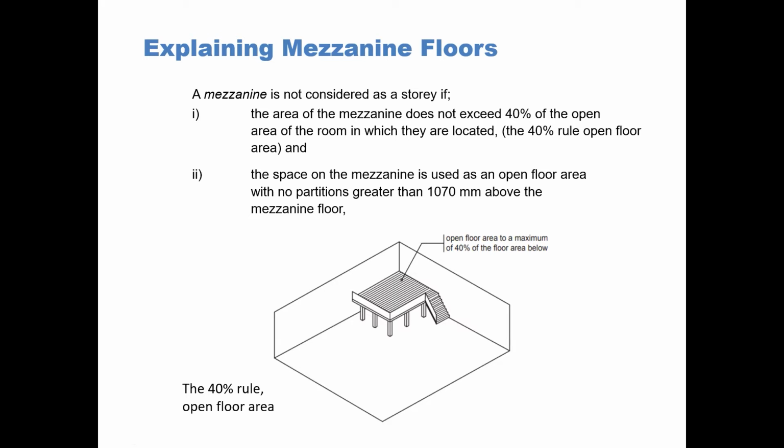So a mezzanine is not considered a story if the area of the mezzanine does not exceed 40% of the open area of the room in which it is located. This is referred to as the 40% rule, which is an open floor area. And the space on the mezzanine is used as an open floor area with no partitions greater than 1070 above the mezzanine floor. This is so that persons up on the mezzanine can see if there's a problem down below, so they're visual and can also hear if there's a problem. So it's referred to as the 40% rule.